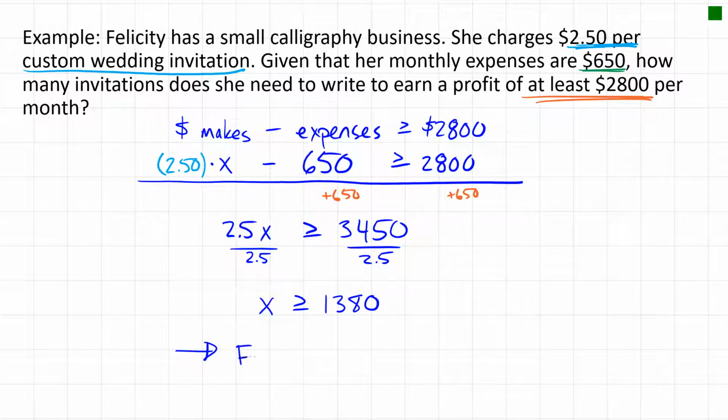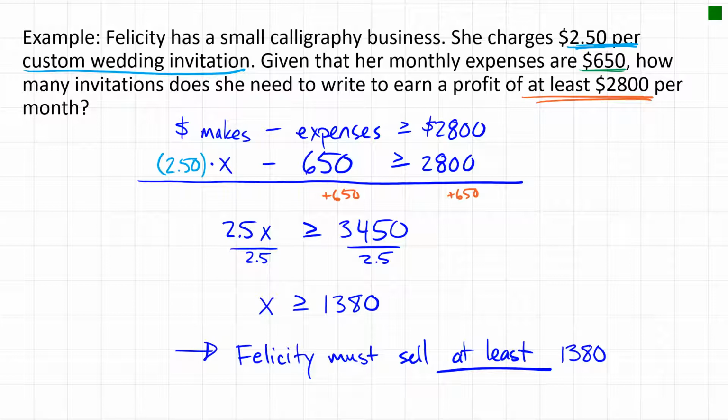So Felicity must sell at least, and here's our key word, because she could ideally sell more and make a higher profit, but she must sell at least, or greater than or equal to would be another way to say that, 1,380 invitations to earn the profit that she's seeking.